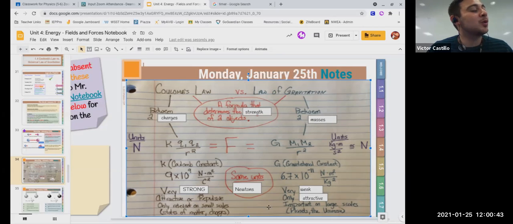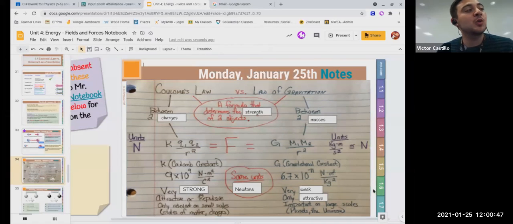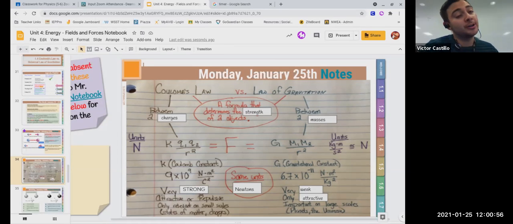Now I'm going to summarize this real quick as you finish copying it down. There are two main laws, Coulomb's law and the law of gravitation. They're both formulas that determine the strength of force between two objects. But Coulomb's law is between two charges, and the law of gravitation is between two masses. The formulas are kind of the same. The only differences are the charges and the masses and the constants. They both have the same units though. They're both newtons. That's how you measure them.